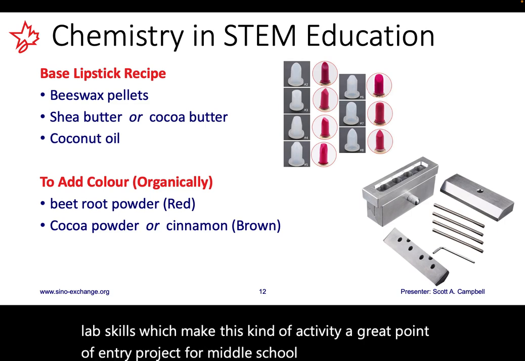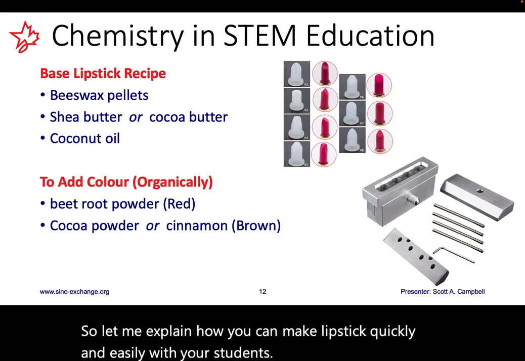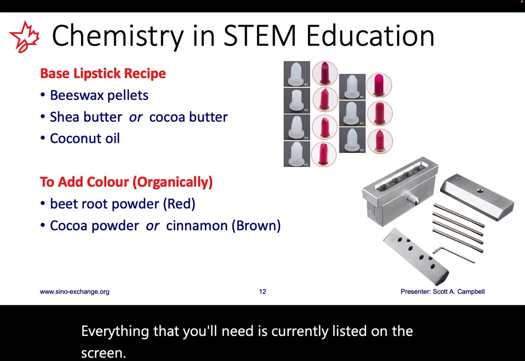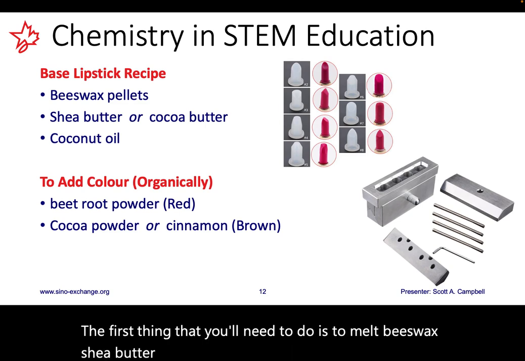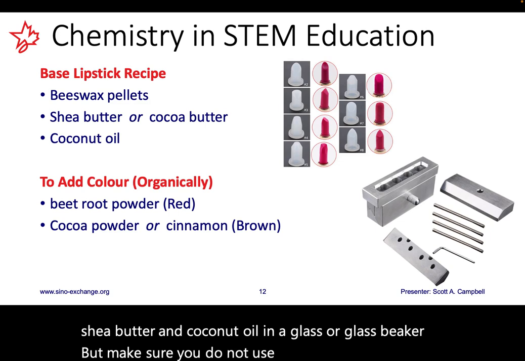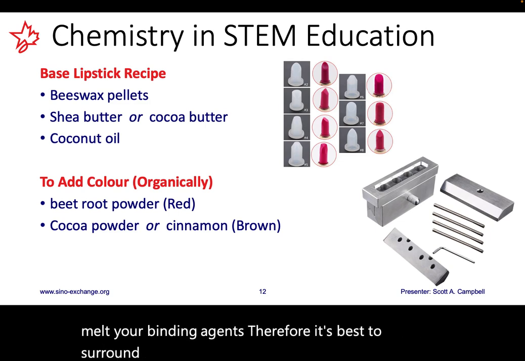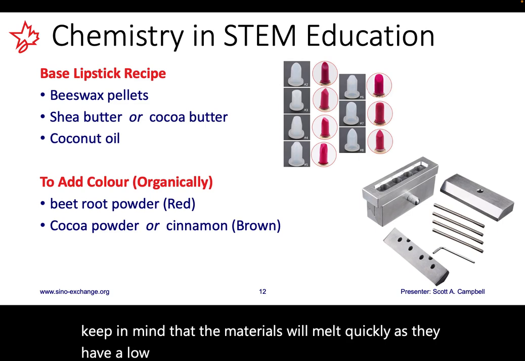So let me explain how you can make lipstick quickly and easily with your students. Everything that you'll need is currently listed on the screen. Now, the first thing that you'll need to do is to melt beeswax, shea butter, and coconut oil in a glass beaker. But make sure you do not use a direct heat source to melt your binding agents. Therefore, it's best to surround a beaker with hot, not boiling water, and to keep in mind that the materials will melt quickly as they have a low melting point.